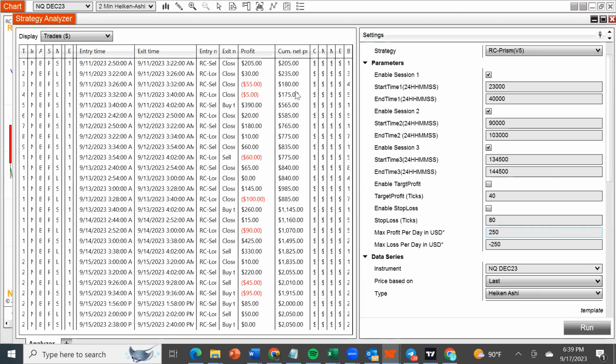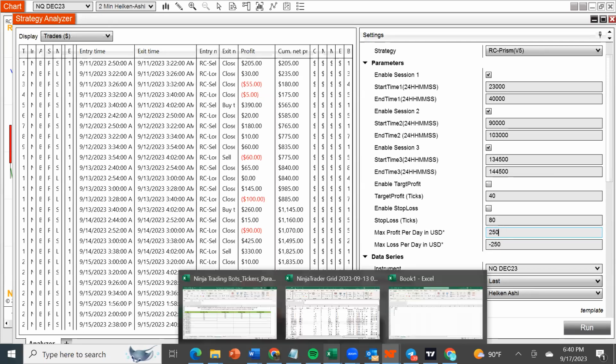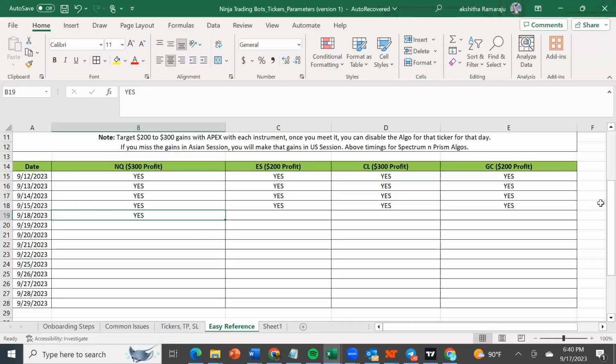You can also watch how the market is and how much you are making. Slowly you can increase your target profit, max profit per day, max loss per day. But initially, if you are investing some $500, if you are making $2,000 per month also, it is a good start. Instead of trying to make $20,000 directly, first make $2,000 in a month. You are investing 500 or 600. If you are making three times of that, that is a good start.